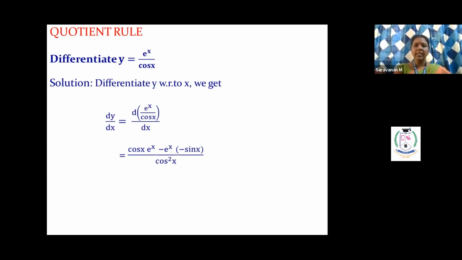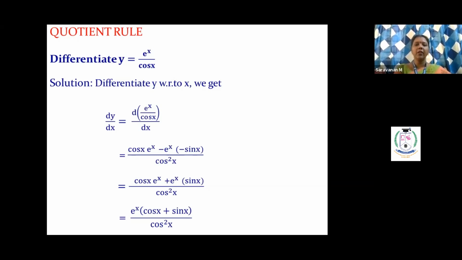e power x as it is, differential of cos x is minus sin x. So that is divided by v squared, cos squared x. So then we'll get the answer as, simplifying, cos x e power x, minus into minus becomes plus, e power x sin x divided by cos squared x. Taking e power x common, we are getting in the numerator e power x into cos x plus sin x divided by cos squared x.